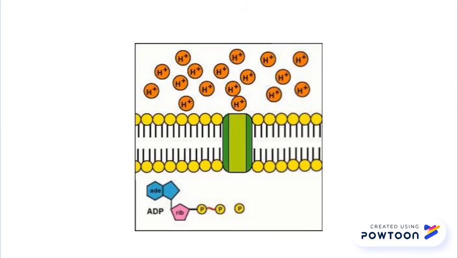See how there are more protons in the intermembrane space? They have to go out somehow, right? That's where ATP synthase comes in. The ATP synthase pumps protons from the intermembrane space into the matrix of the mitochondria.